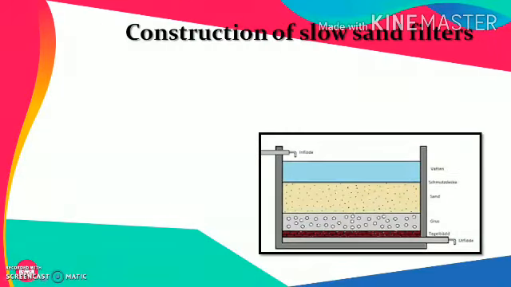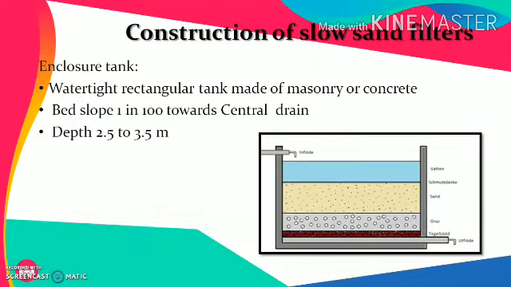The construction of slow sand filters. The slow sand filter consists of an enclosure tank. This tank is enclosed from the sides and bottom, and generally is free from the top. These are watertight rectangular tanks made of masonry or concrete. The bed slope is maintained in a range of 1 in 100 towards the central drain. This drain is used to collect the filtered water and transfer it to the further process or to the distribution system. The depth of such an enclosure tank is in a range of 2.5 to 3.5 meters.